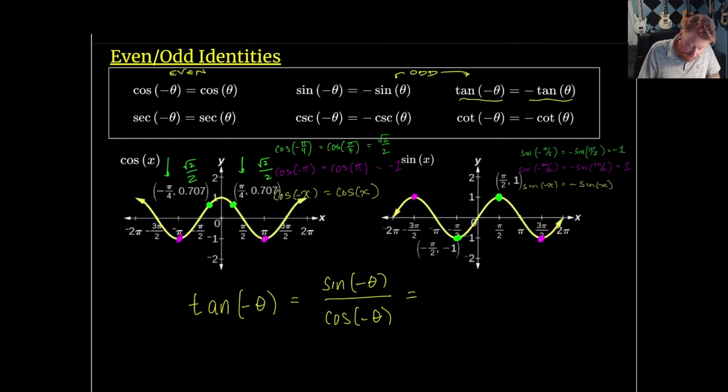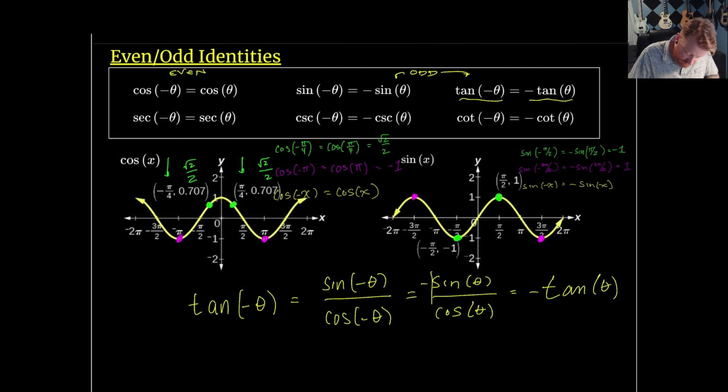They're even and odd properties. I know that I can rewrite the sine of negative theta as negative sine of theta. And I can rewrite cosine of negative theta as the cosine of theta. And now this is quite literally negative tangent of theta. If I just rewrite this portion here as tangent theta and then stick that negative in front, that's what we get. So there we go.